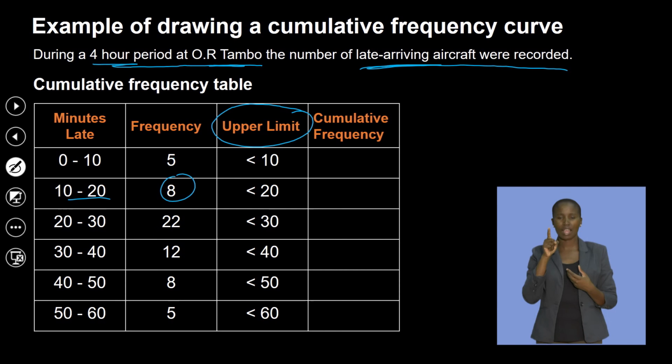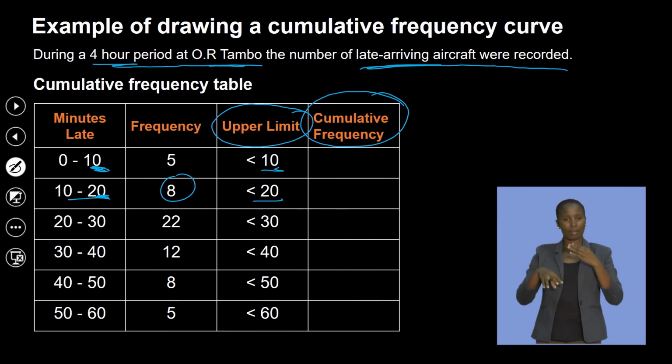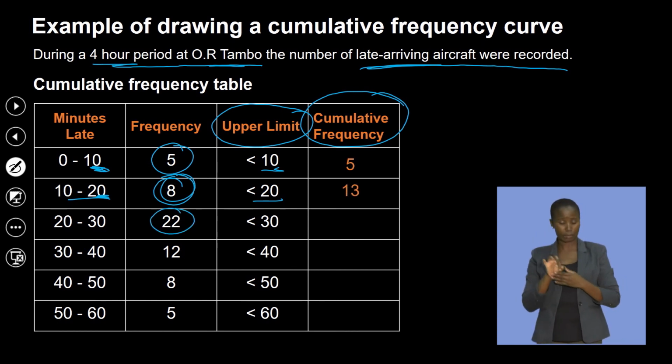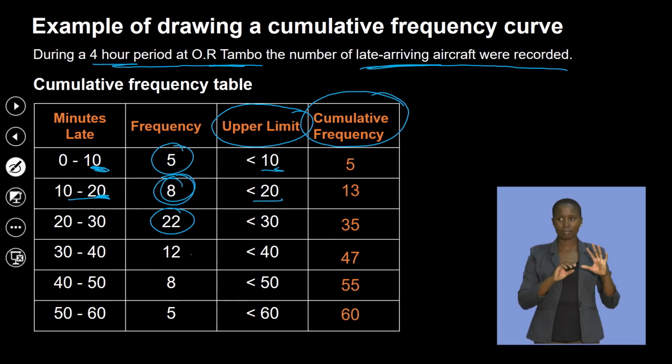We will use the upper limits also. What is the upper limit? This will be the highest in each interval. The highest is 10, the highest there is 20. Now we're going to do the cumulative frequency. The cumulative frequency is the running total. So it will be 5, then 5 plus 8, which is 13, 13 plus 22, and so on. This is a running total, which we get to 60. So we just accumulate, keep on adding, and we get 60.